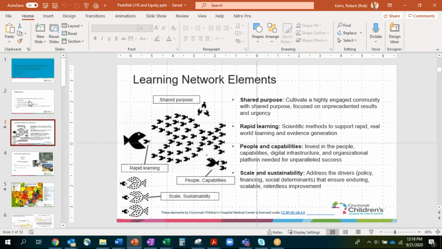And this is better when it's animated in full screen, but I'll just lay it out here. Do we have rapid learning? Are we building people and capabilities along the way? And can we get to scale and sustainability? And I think to solve equity issues, we need, at the very least, all of this and more. And a lot of what we try to do as we've gone along is very consciously work on each of these. Spend time on the vision and on the design to get to shared purpose.